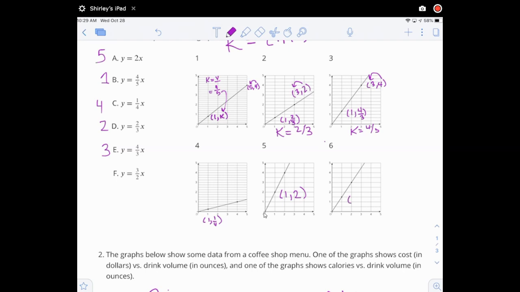Let's double check. My coordinate here is 1, comma. Cut into halves, so 1/2, 2/2, 3/2. So I get 3 over 2, which, like I said, matches here. So there you have it.